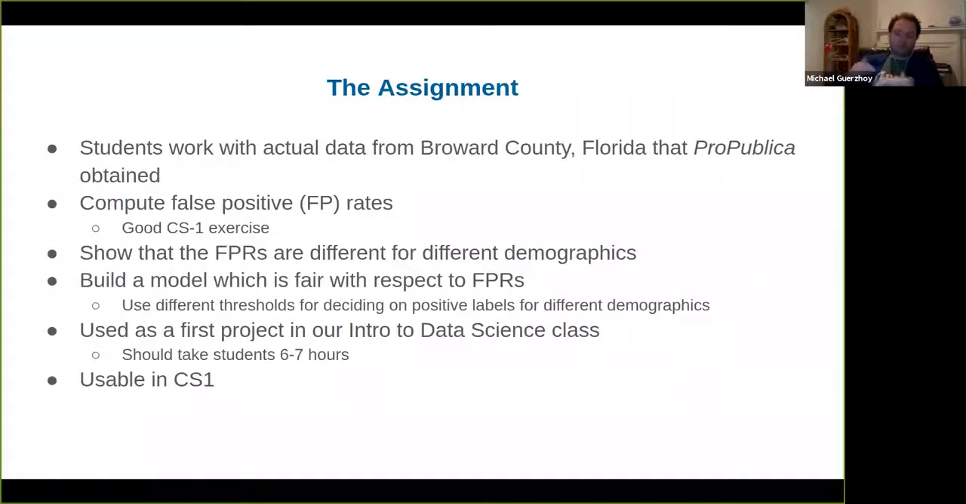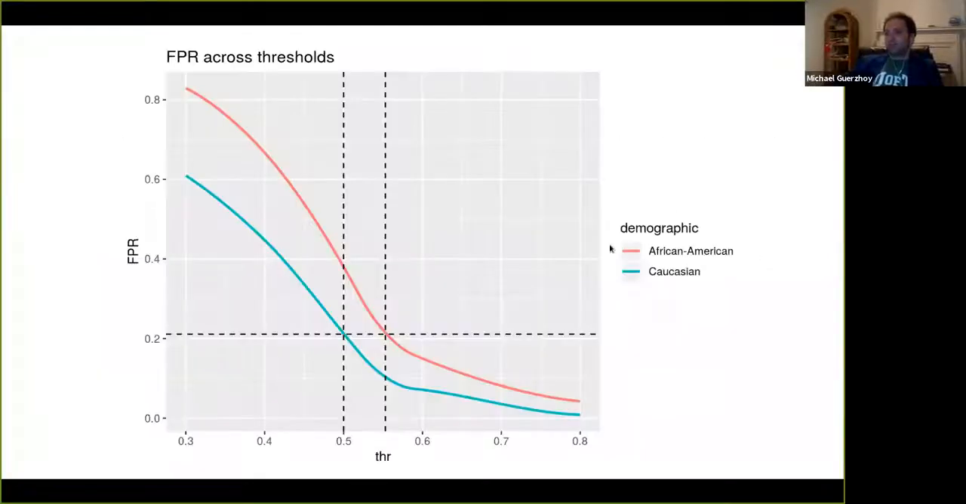So in the assignment, what the students are doing is reproducing all of those results from ProPublica and from the Science Advances article. They compute, for example, the false positive rates. They show that they're different for different demographics. They then build a model which is fair with respect to the false positive rates, so that they're equal across demographics. That's pretty easy to do.